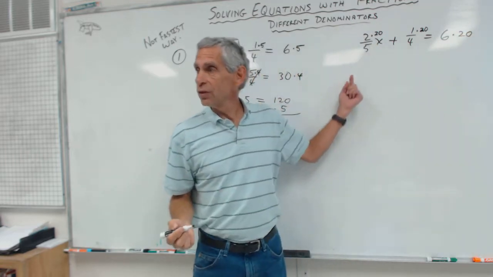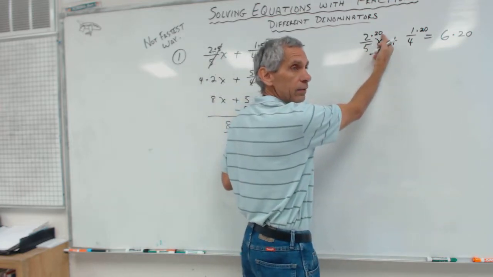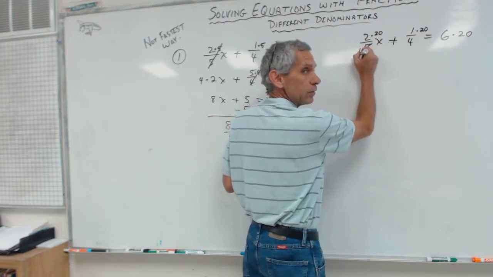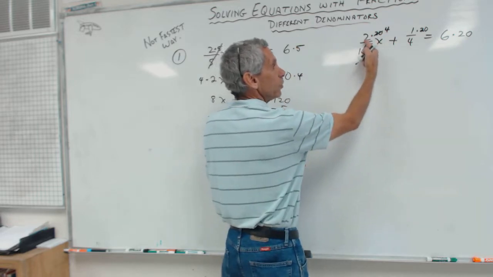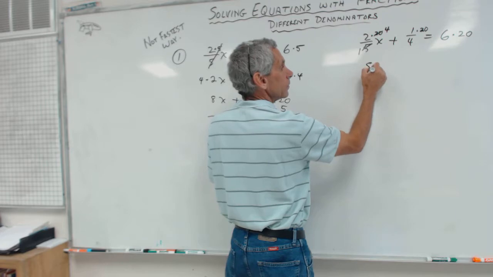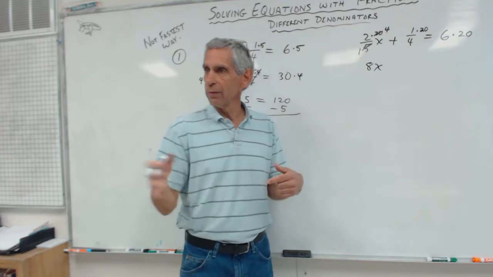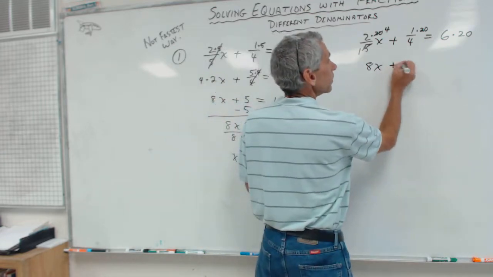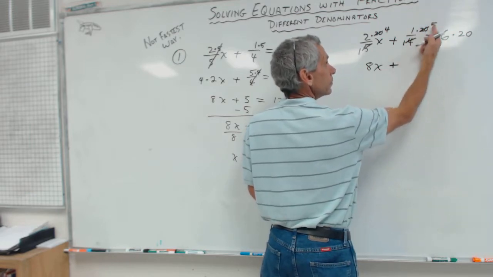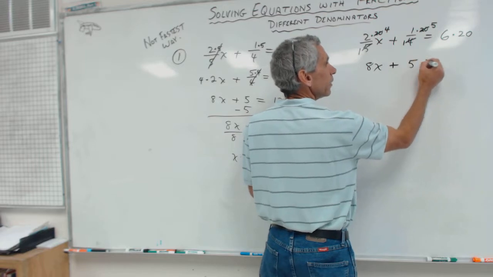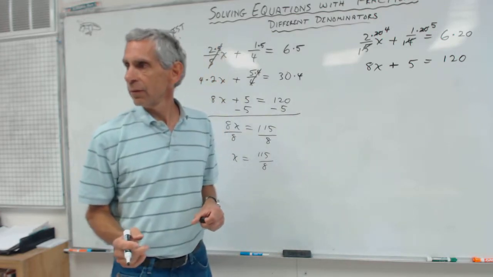Now, this is where we have to reduce upstairs and downstairs with fractions. I see 5 goes into 20, right? 5 goes into 5 once. 5 goes into 20 4 times. So look what I have now. 2 times 4 is 8x, over 1, but I don't have to write over 1. Anything over 1, you can eliminate the denominator, right? Plus, now look, 4 goes into 4 once, and 4 goes into 20 5 times. So 5 times 1 is 5. Equals 6 times 20 is 120. You with me?